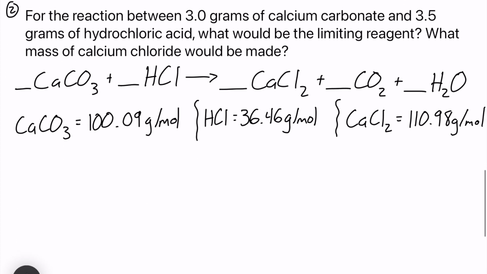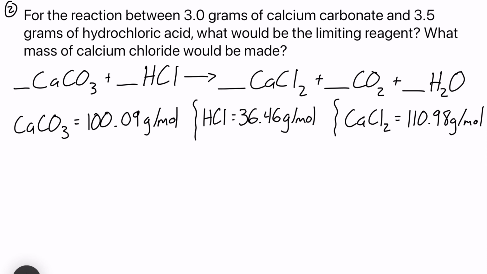So this question is asking for a little bit more information. Let's read through it. What it says: for the reaction between 3 grams of calcium carbonate and 3.5 grams of hydrochloric acid, what would be the limiting reagent? And question 2 of this example is what mass of calcium chloride would be made? So again, the first step here is to balance this reaction. So I'm going to start off with a 2 in front of HCl, which means I need a 1 in front of water. And I believe everything else is 1s. Let's just make sure here. That looks good to me.